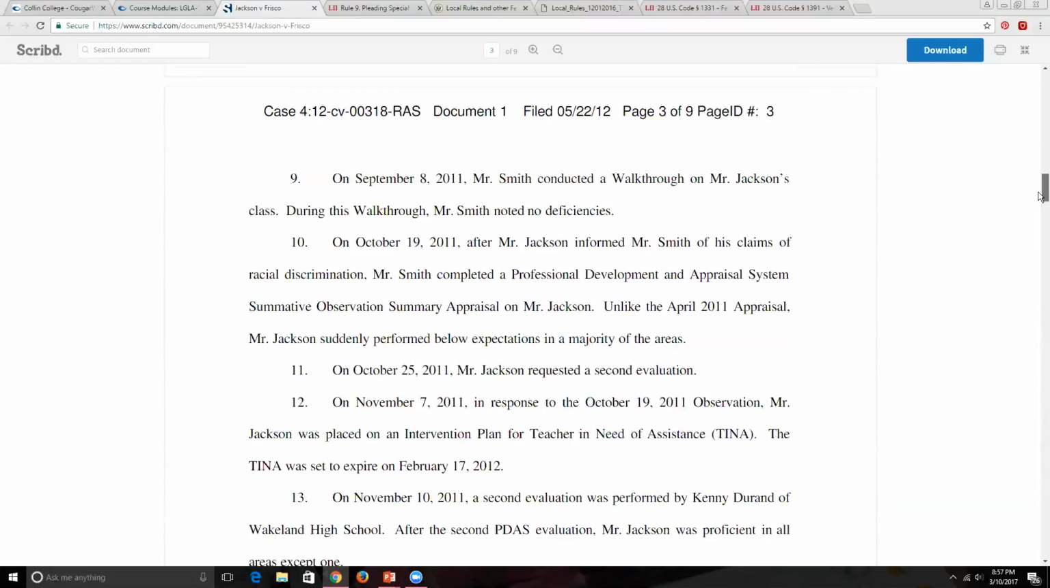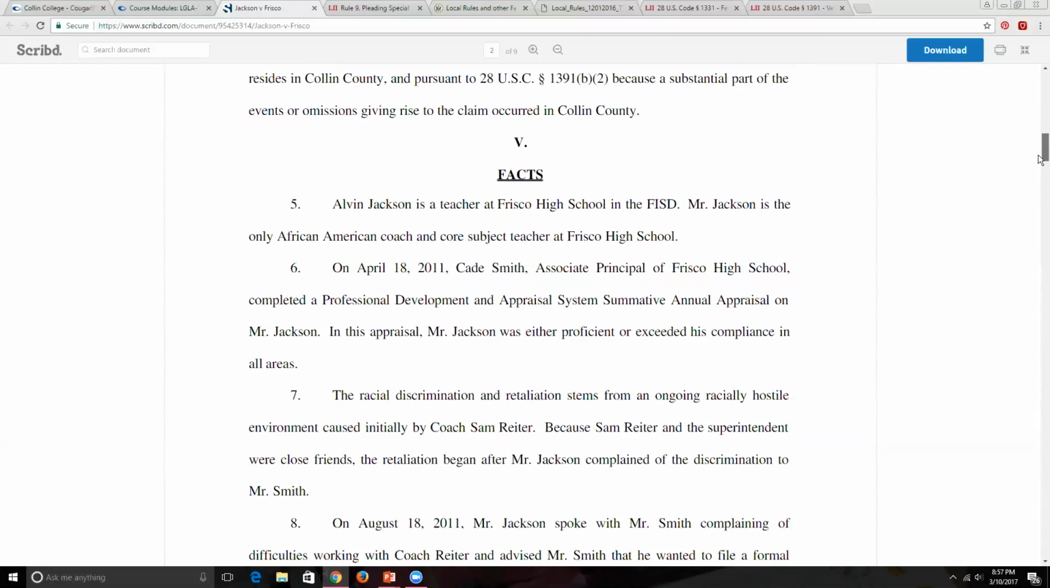Your bread and butter, your most important part, your longest part is going to be your facts section by far. And don't be surprised if your facts section is longer than all the other parts combined. So let's look at the facts here. Alvin Jackson is a teacher at Frisco High School in the FISD. Mr. Jackson is the only African American coach and core subject teacher at Frisco High School.